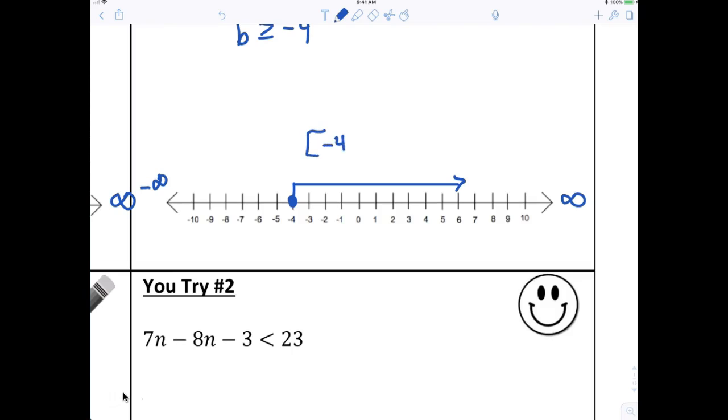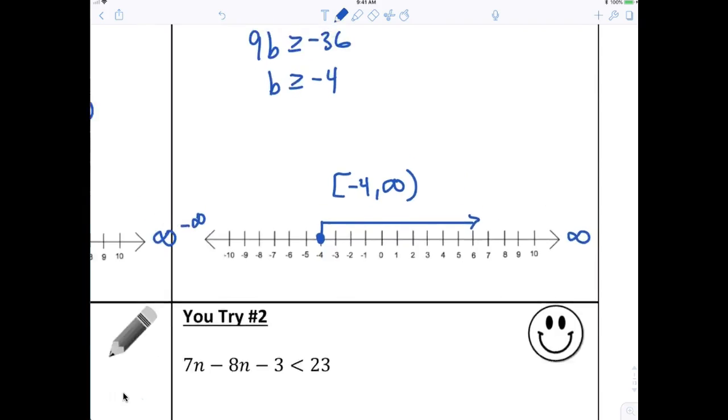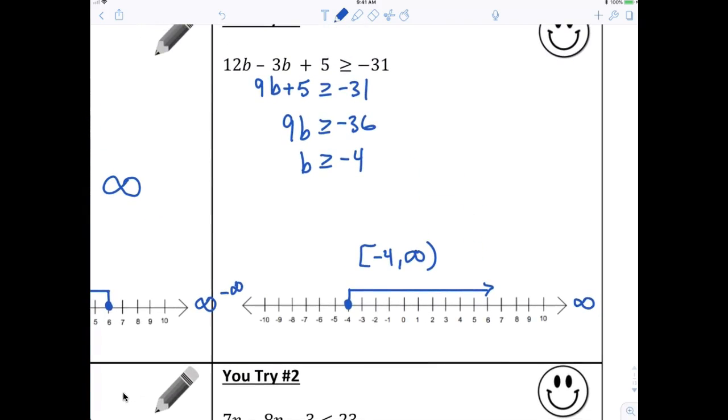Bracket, -4, infinity. Can you ever really reach infinity? No. That's why it's a parentheses. Yes, ma'am. Sure. Good. Because -4 is included. Remember, you're reading from left to right. -4 is included, so it's a bracket.